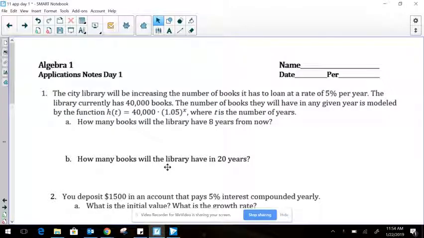Hi there. Today we are going to do applications day 1 for exponential functions. So this first problem here is kind of a warm-up because I'm giving you the equation already. Later on, I'm going to show you how we're going to write that equation.